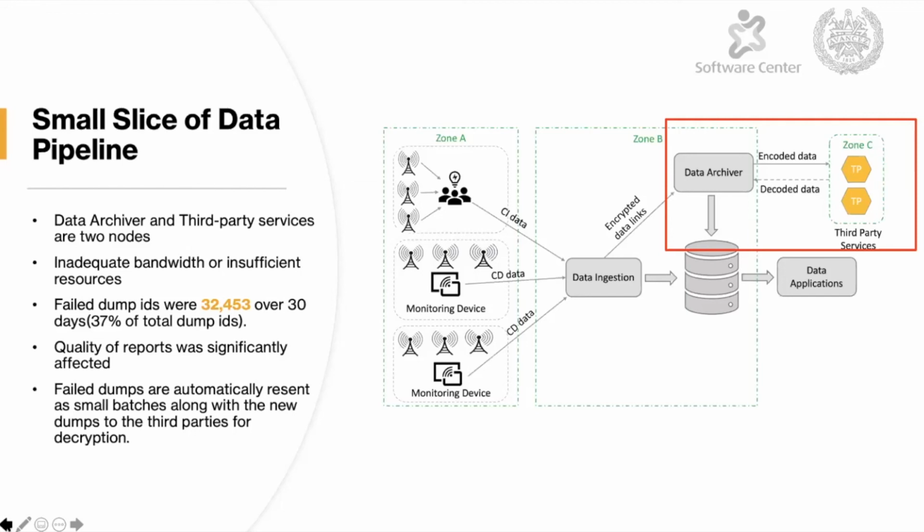So at some point of time, these data dumps will be decrypted and sent to the data archiver, which will be stored in the central data repository, and thus we can save a lot of missing data dumps.